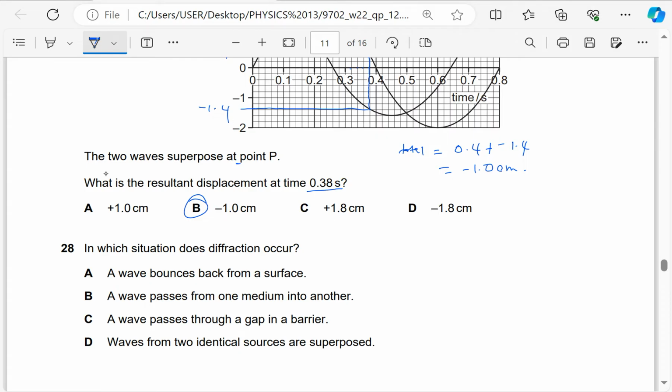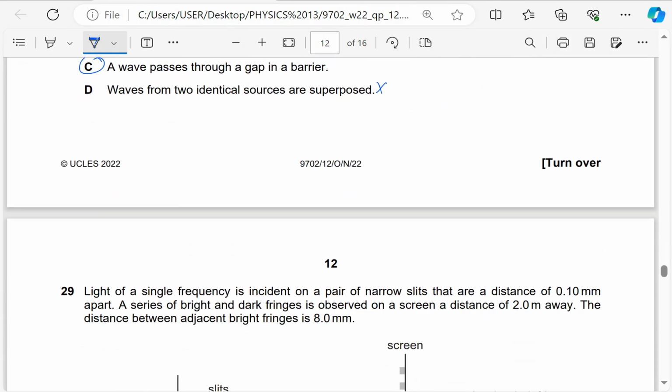In which situation does diffraction occur? Of course, diffraction occurs when a wave passes through a narrow gap. Bouncing, that's not diffraction. Leaving one medium to another, that is refraction. Passes through a narrow gap, that is diffraction. Waves from two identical sources are superposed, that's not diffraction. The waves should be passing through a narrow gap, or a gap in a barrier.